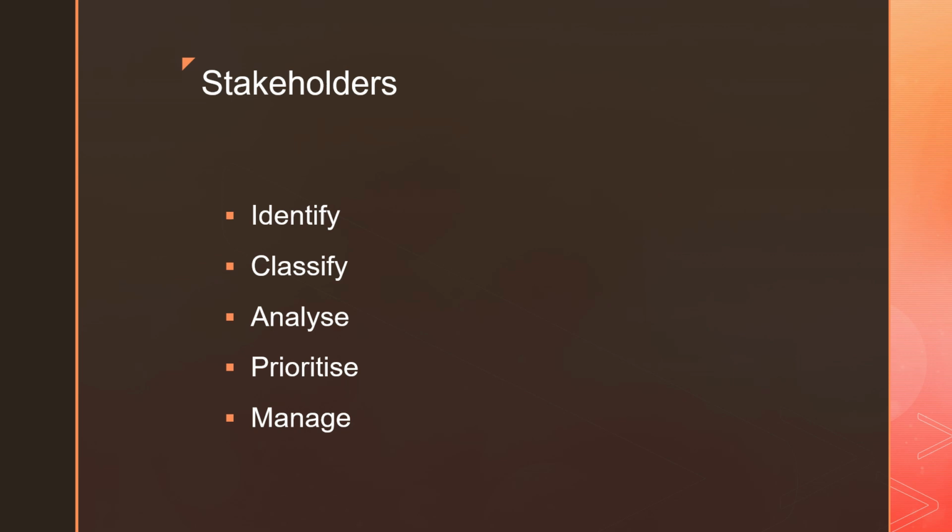You can't manage all the stakeholders in the same way. What you see on screen are the steps to manage stakeholders. First, we have to identify all the stakeholders in the project. We need to classify them, analyze them all, and prioritize the stakeholders. After that, we need to come up with a specific stakeholder management plan for each stakeholder.